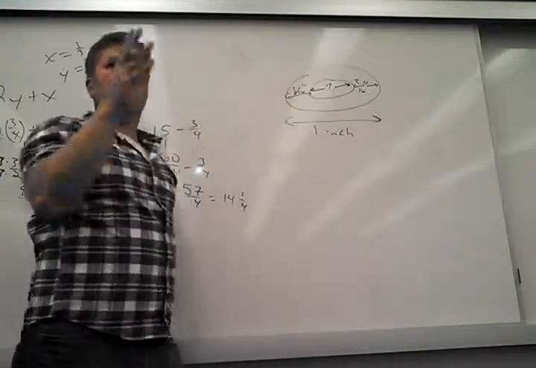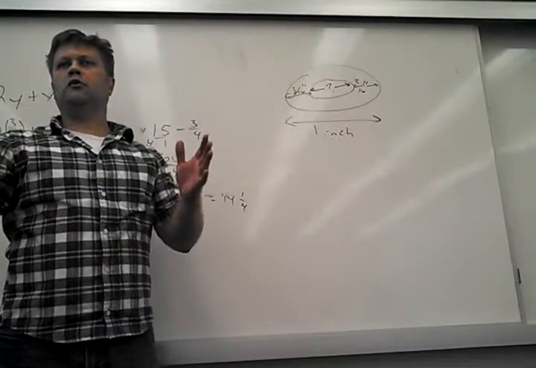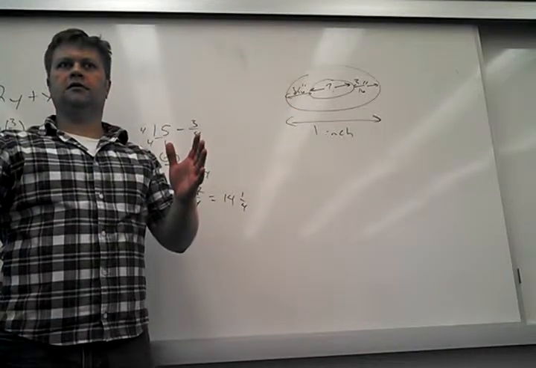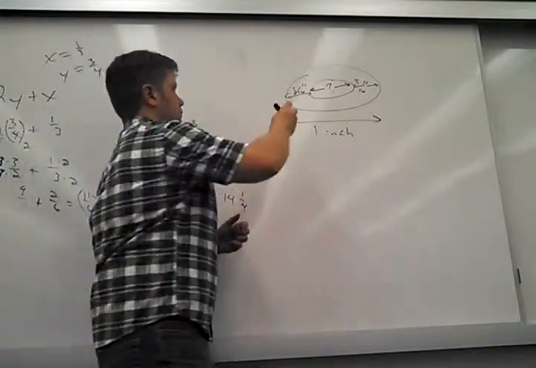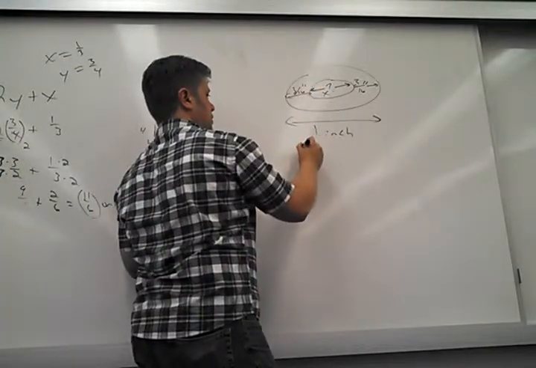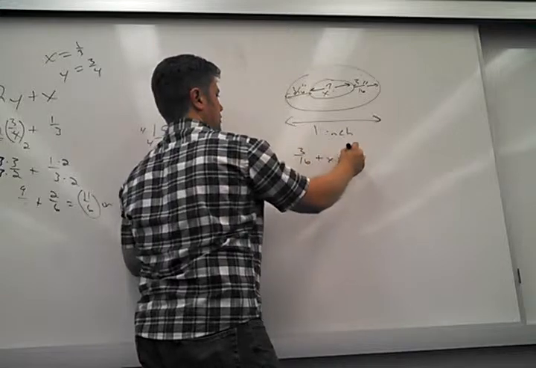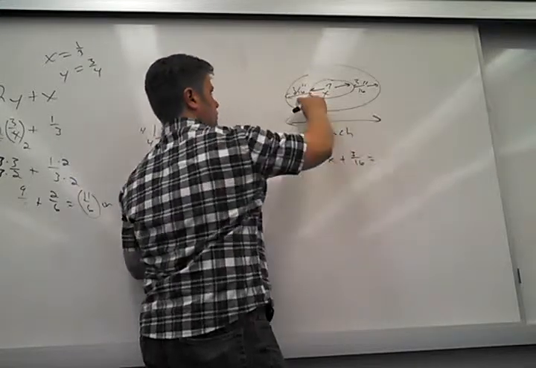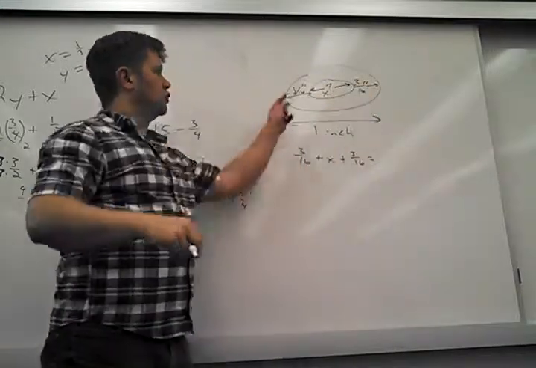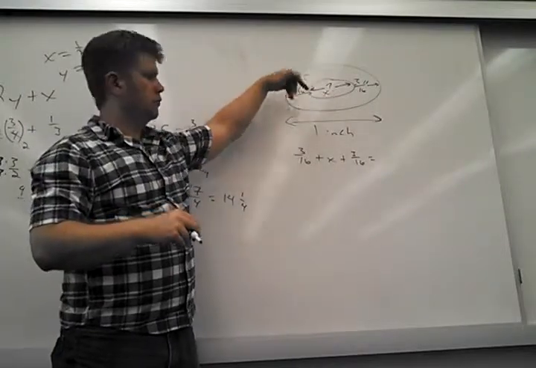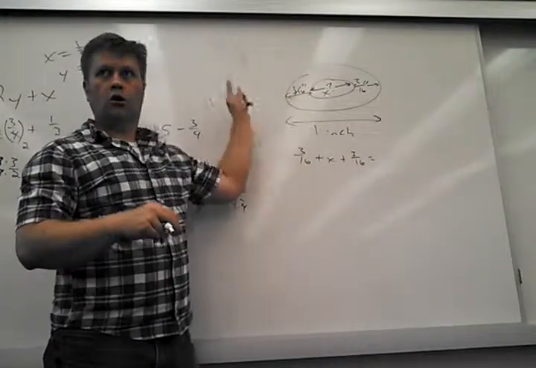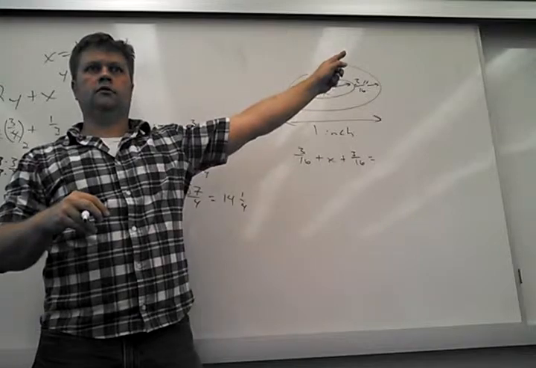So I kind of showed you how algebra actually helps us. I don't know what the middle part is, so I call it x. So then what's got to be true about 3/16 plus x plus 3/16? 16 over 16. What's got to be true about that? It has to equal 1. Because the whole thing across is 1. You with me?